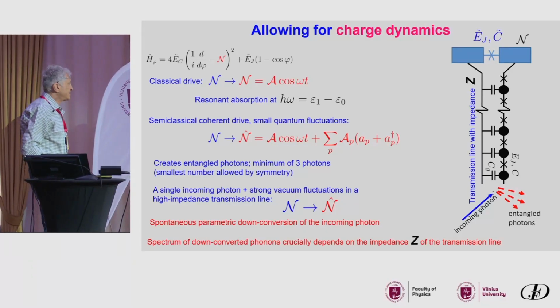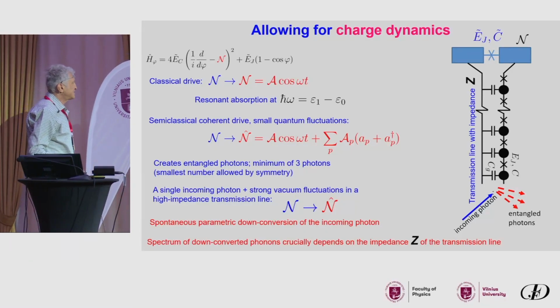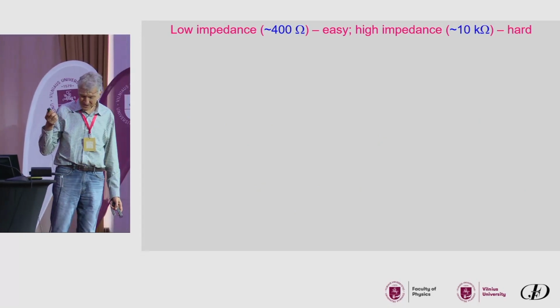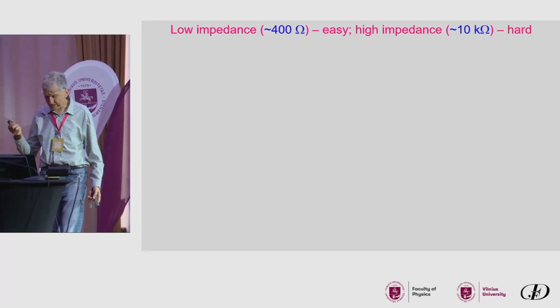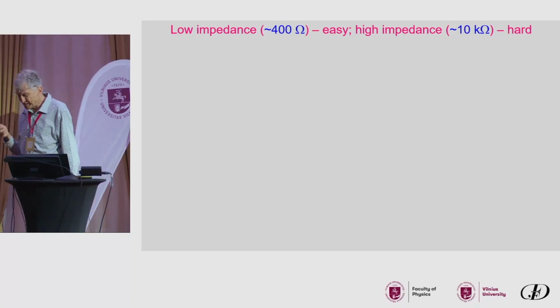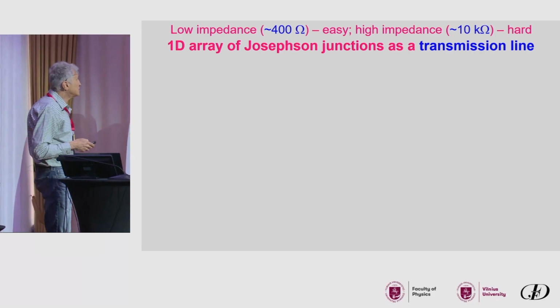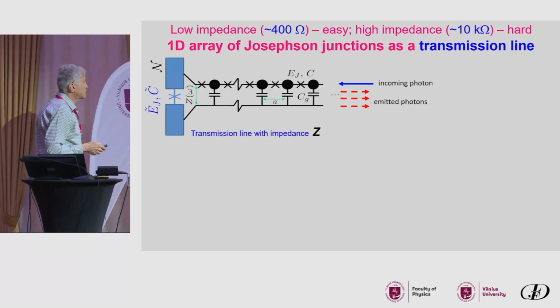It turns out, and that's the key of our work, that the spectrum of the down-converted photons crucially depends on the transmission line impedance. It's easy to make a transmission line with low impedance, and it's pretty hard to make a high impedance one. But it's possible to do with a one-dimensional Josephson junction array.